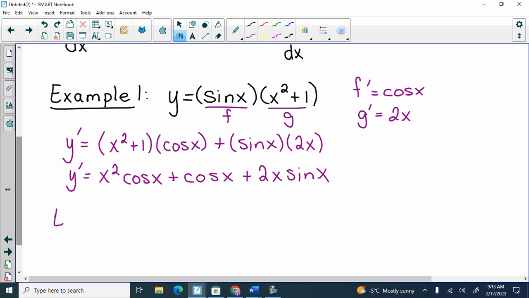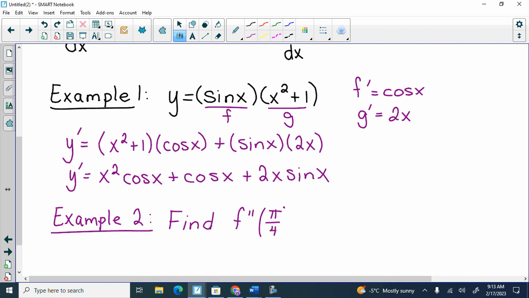Example 2. Find f double prime of pi over 4. What does that just mean? The second derivative at pi over 4. The second derivative, and then just fill in pi over 4 for the x's, right? Or is it still just using the one from before? Nope, I'm going to give you a different one. So it's still second derivative, and then you're filling in pi over 4, right? This one's way easier.